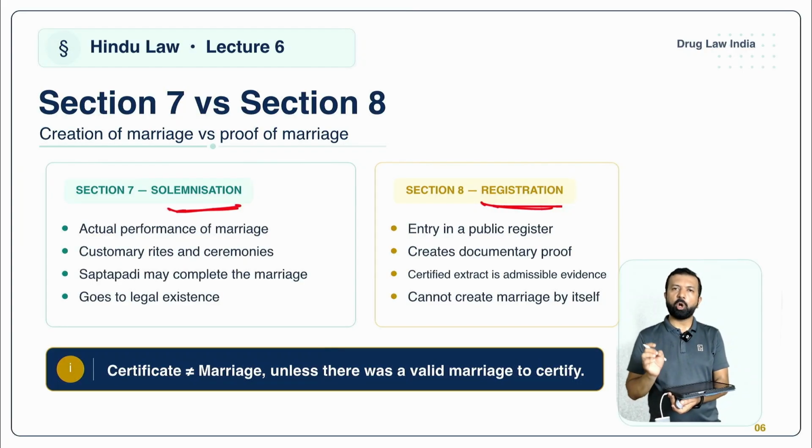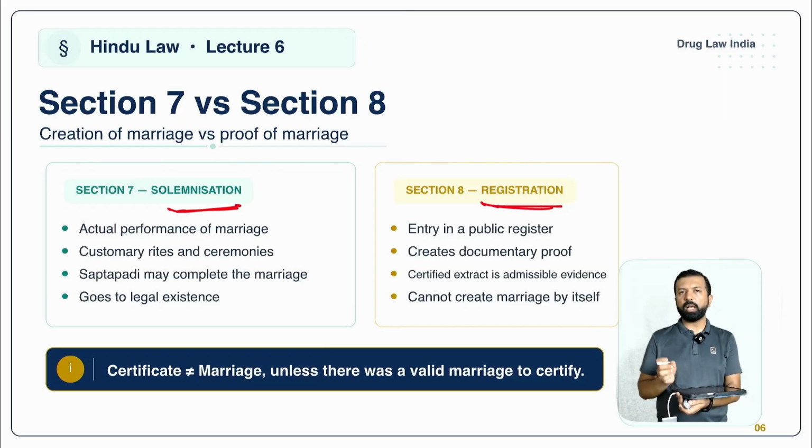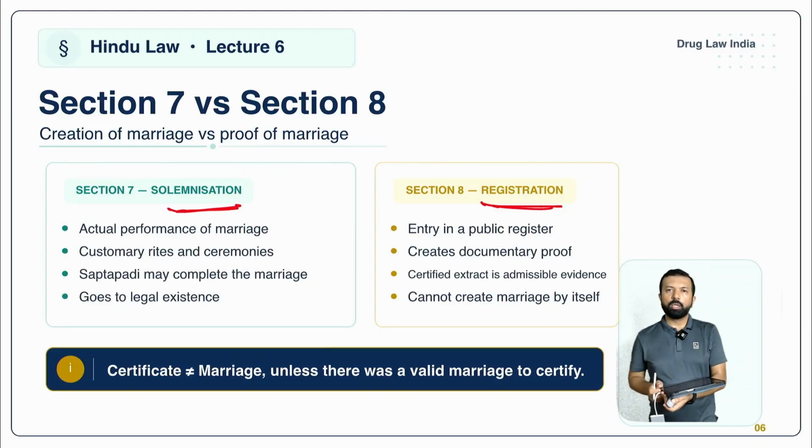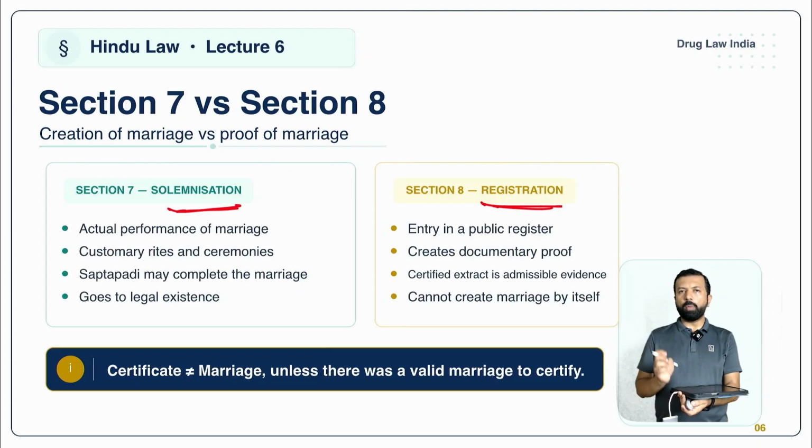Section 8 creates documentary proof. It makes the register and certified extracts useful as evidence. But section 8 cannot complete a marriage by itself. So the rule is very simple, that certificate is not equal to marriage unless there is a valid marriage to certify. If there was a valid marriage, registration helps to prove it. If there was no valid marriage in the first place, registration cannot perform a marriage. Let's move on to the next slide.